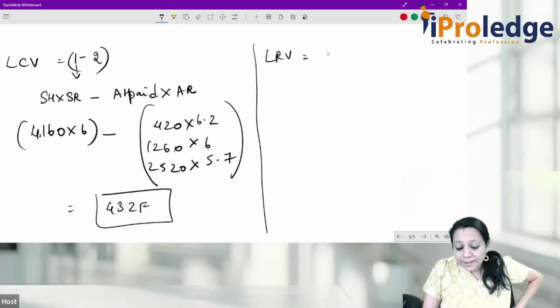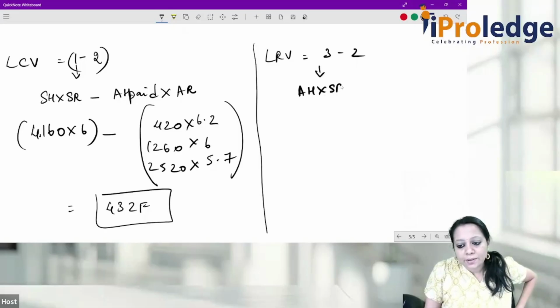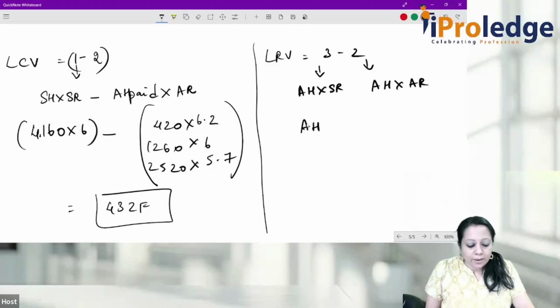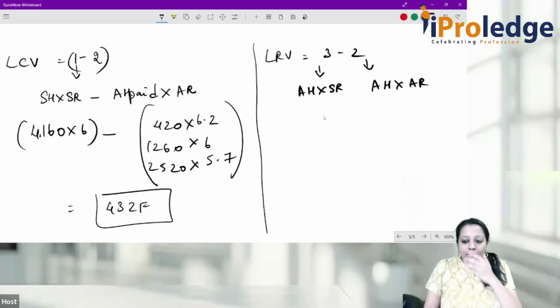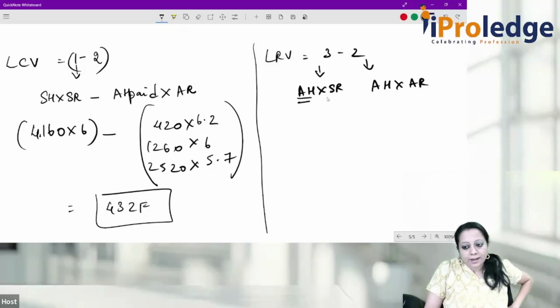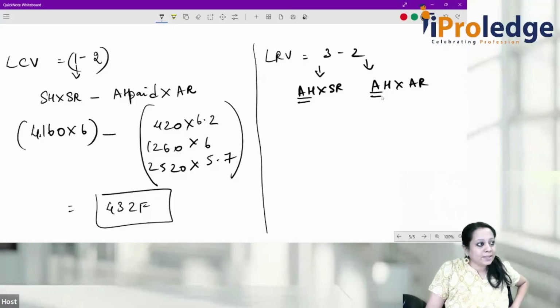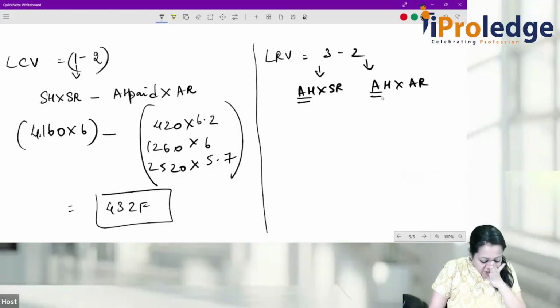So, labor rate variance is 3 minus 2. 3 is AH into SR and 2 is AH into AR. Now I can't combine this. What I want to tell here is that for this AH and this AH, we have to think whether it is actual hours worked or actual hours paid. So what are we supposed to take?